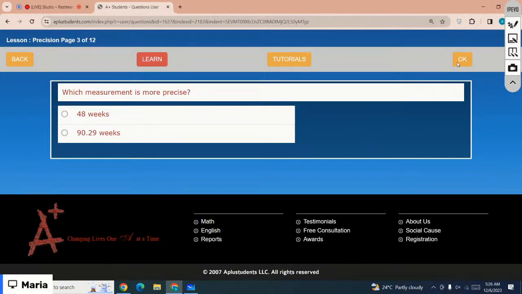Which measurement is more precise, 48 weeks or 90.29 weeks? Which is the correct option? That is 90.29 is more precise.